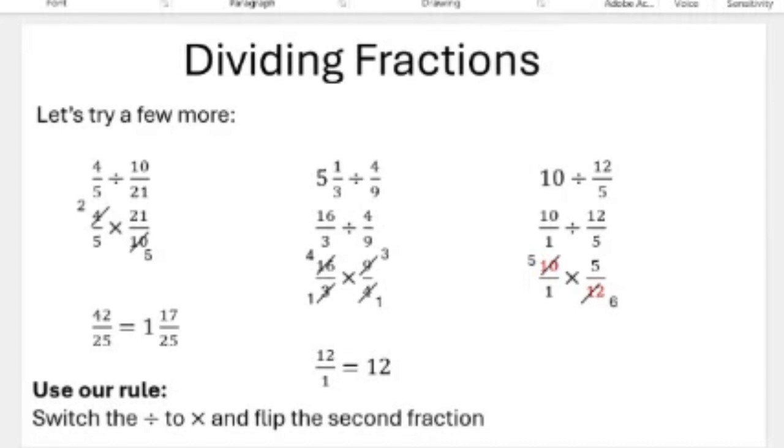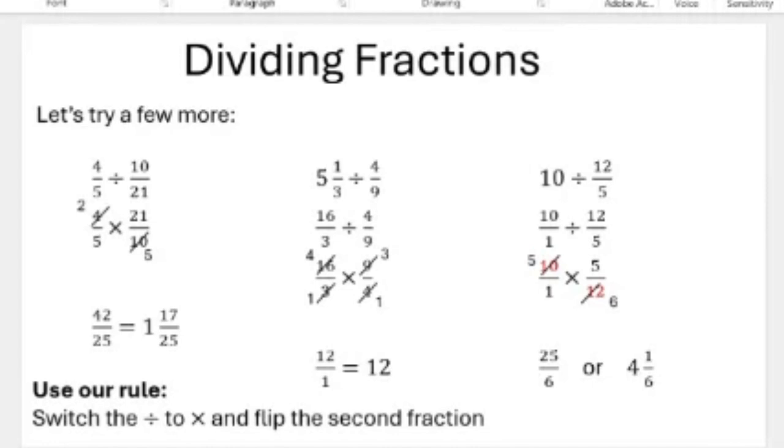And that makes getting to your final answer so much easier, because instead of having to reduce big numbers, you just go 5 times 5 is 25, 1 times 6 is 6. There's the answer if they want an improper fraction. Or if they want a mixed number, 6 goes into 25 4 times with 1 left over. 6 times 4 is 24.